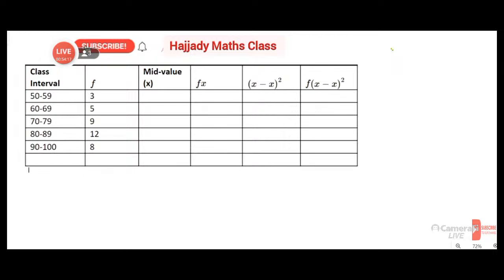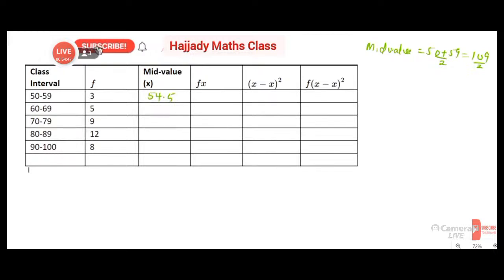For us to get the middle value, since our class interval is 50 to 59, our mid value will be equal to the average of the two. That is, 50 plus 59 over 2. 50 plus 59 gives us 109 over 2, which is the same thing as 54.5. So our mid value here is going to be 54.5.